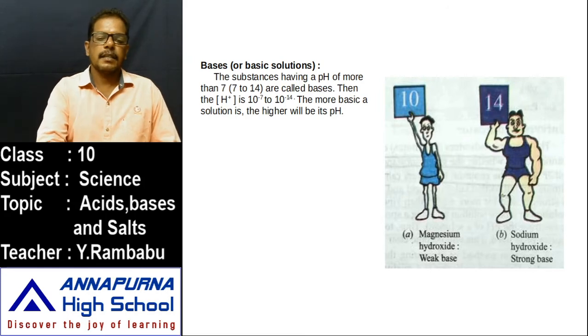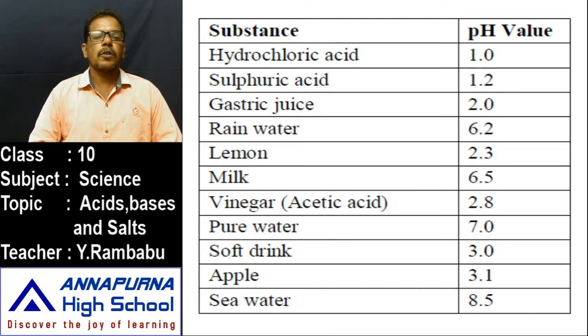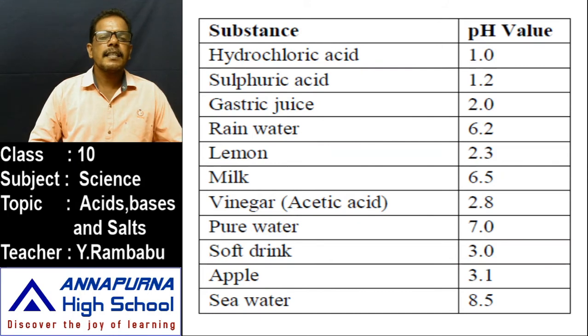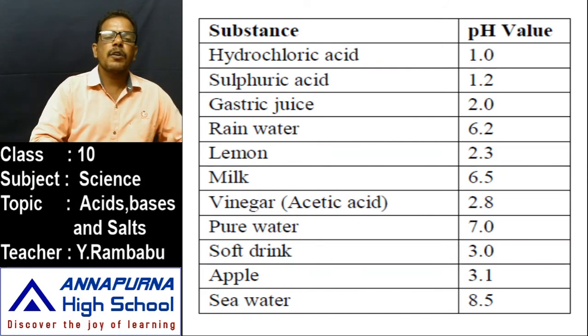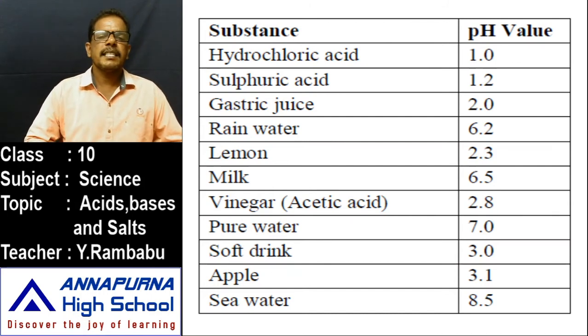Like that we test. Let us observe the table of what we have tested by collecting different substances. In this table, some substances are there. Hydrochloric acid, its pH value is 1. Sulfuric acid, its pH value is 1.2. If we compare these two substances, which is the strong acid? Hydrochloric acid's strength is higher than sulfuric acid. That's why hydrochloric acid is a strong acid and sulfuric acid is weak.